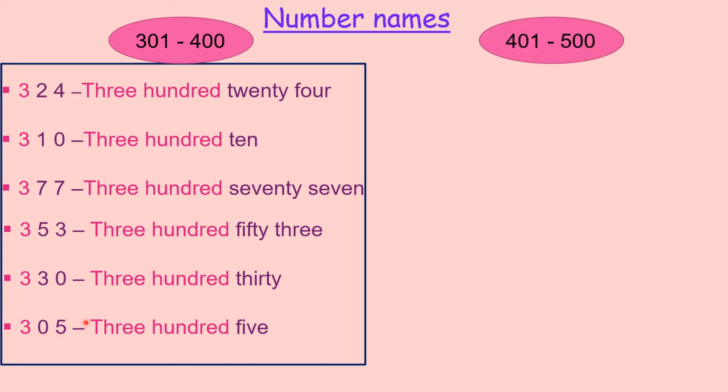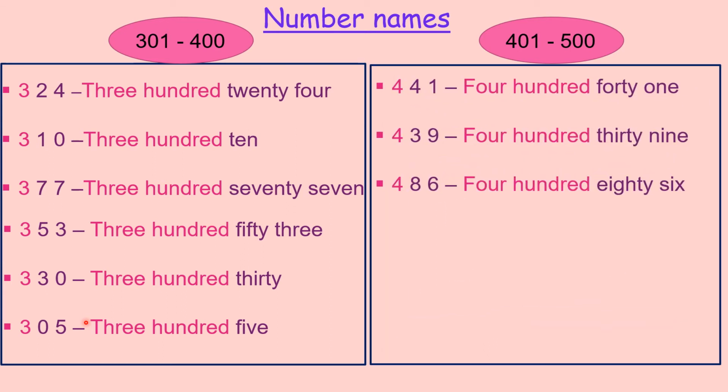Let's see next set of numbers. This time 401 to 500. So let's see the numbers here. 4 in the hundreds place now. So you have to see carefully what is there in the hundreds place, and 4 is here. So 441, 400, 41. 400, 39. 400, 86.